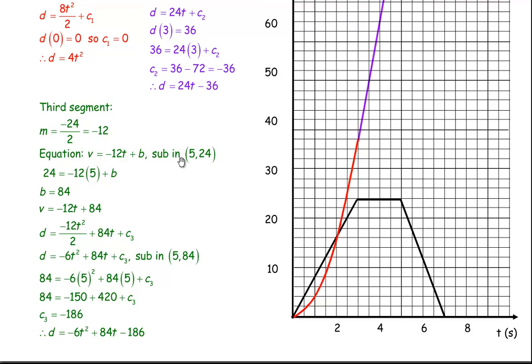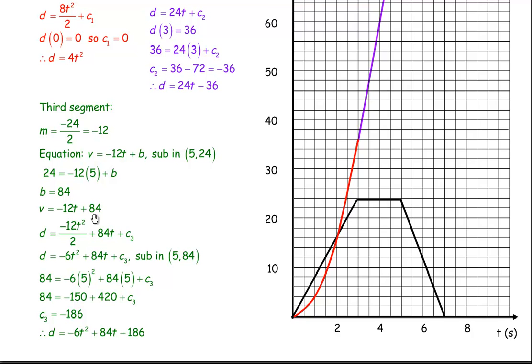So we'll put 24 in place of v and the 5 seconds in place of time. And so 24 equals negative 12 times 5 plus b. And so that's negative 60. When we bring it over, we would be adding 60 to 24. So that's why b works out to 84. So the velocity function would be v equals negative 12t plus 84.